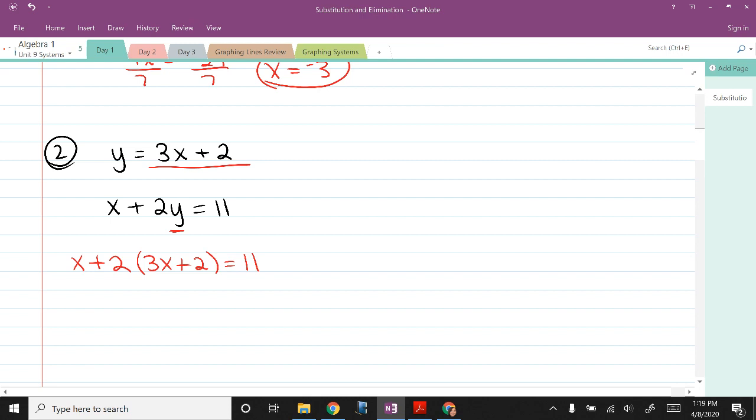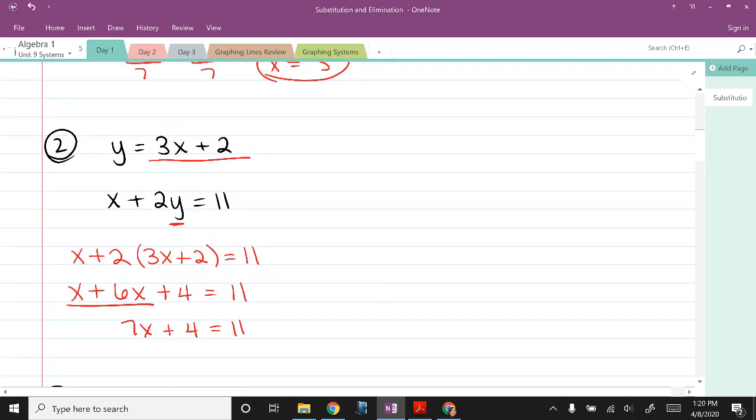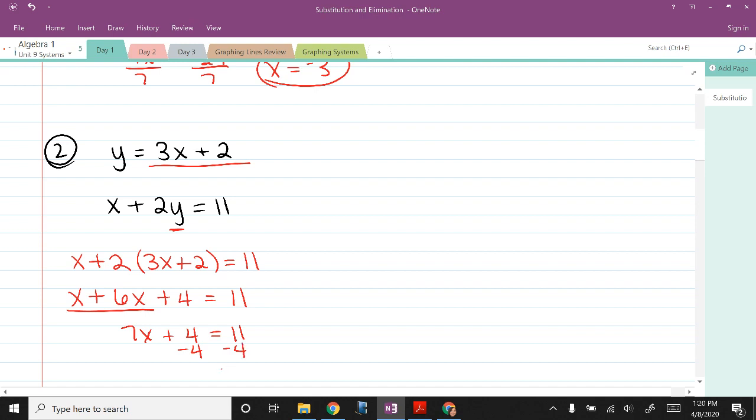Okay. So now I have all x's in that equation, so I can simplify and solve that for x. So copy this x, and then I'm going to distribute. 2 times 3x is 6x. 2 times 2 is 4. Equals 11. These two terms are like terms. So 7x plus 4 equals 11. I'm going to subtract 4 on each side. 7x equals 7. Divide by 7 on both sides. And x equals 1.